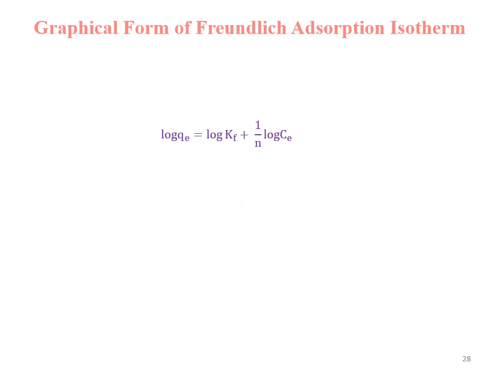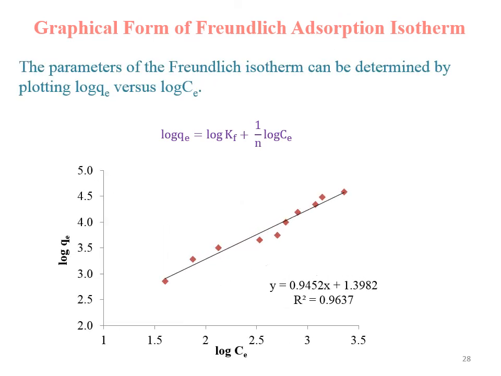And now the graphical expression of Freundlich adsorption isotherm. Let's consider this equation of Freundlich adsorption isotherm, which represents a straight line equation, that is log of QE is equal to log of KF plus 1 over n into log of CE. This is a straight line equation. In this equation, log of QE is equivalent to y of the straight line equation, while 1 over n is equivalent to m of the straight line equation.